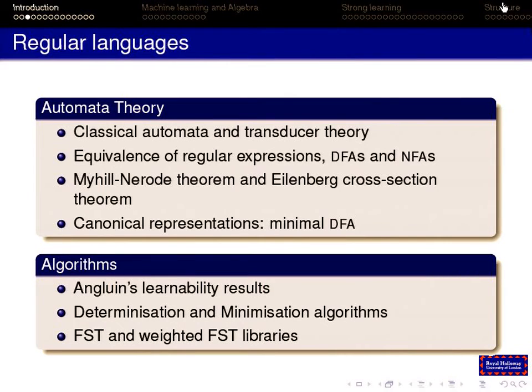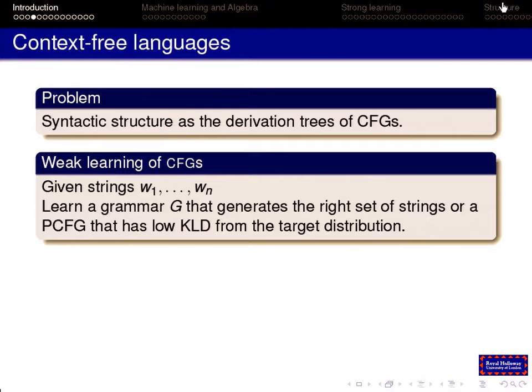Everything's fine. But of course, natural languages are really not regular. So we need to consider richer and more powerful representations, and in particular, I'm going to be looking at context-free grammars and context-free languages. At this level, there is, for me at least, a really big problem, and that is the idea that a syntactic structure can be viewed in some sense as a derivation tree of a context-free grammar.